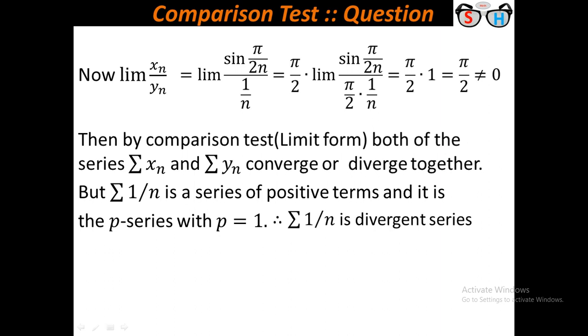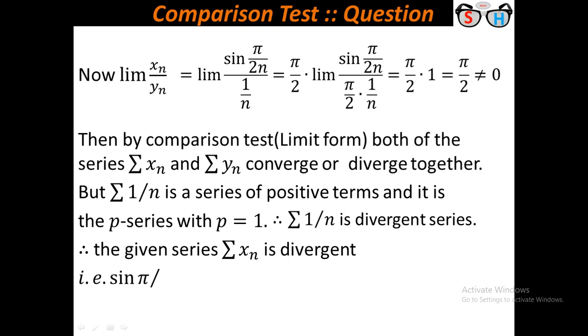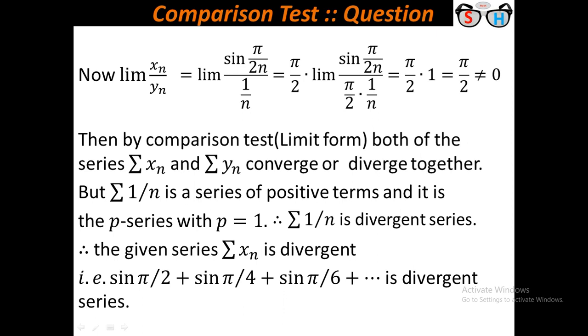So if you use the convergence test in limit form, then the nature of xn and the nature of yn must be the same. That is, since here yn is a divergent series, therefore xn must be a divergent series. Therefore the given series xn is a divergent series, that is sin pi by 2, sin pi by 4, sin pi by 6 plus so on is a divergent series. This is the solution of the problem.